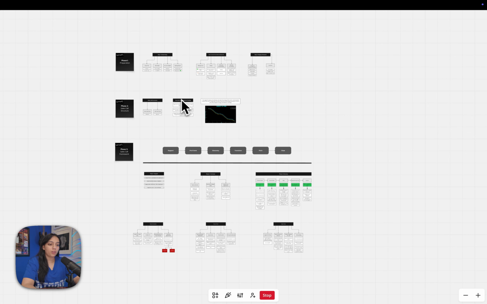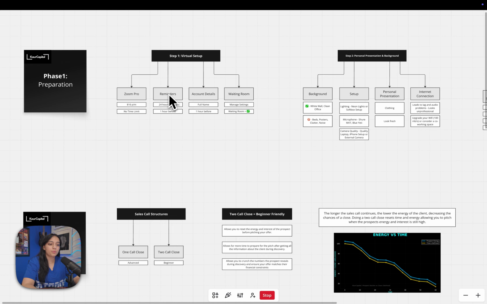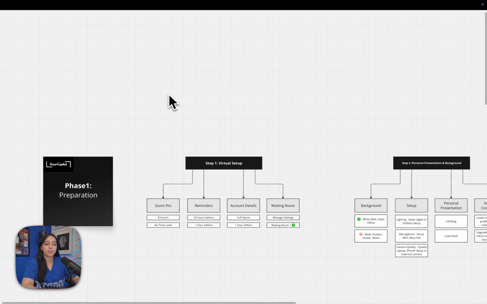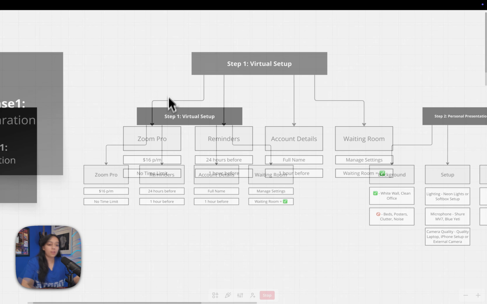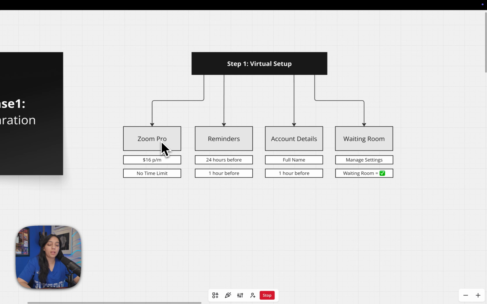Now, before you even think of getting on a sales call, it's very important that your systems are in place to actually host a sales call without any technical issues or bugs. Now, first things first, you need a Zoom Pro account. The main reason why you shouldn't stick to a free account is because of the meeting length.